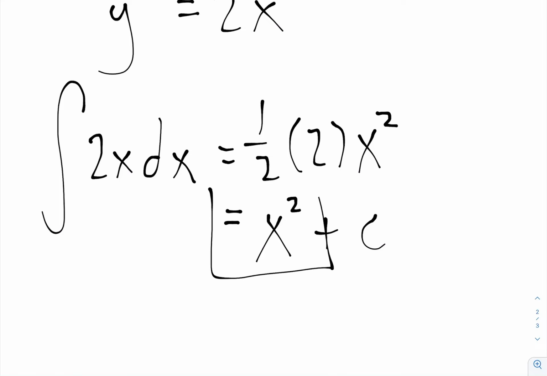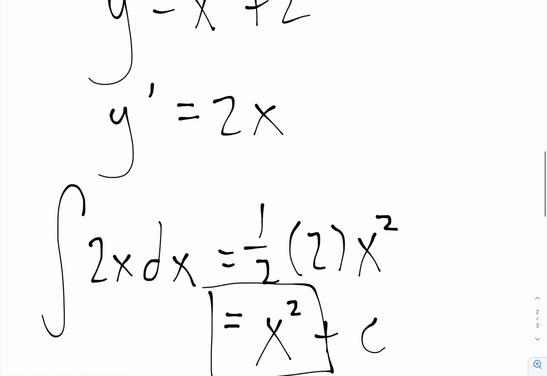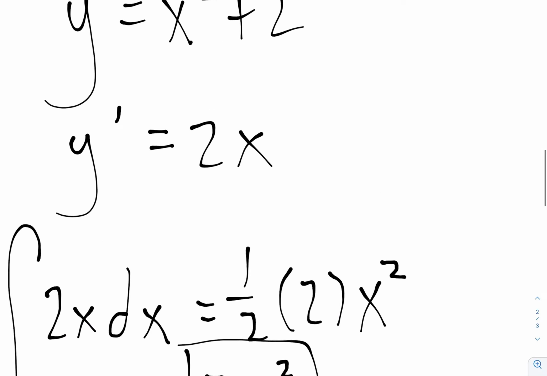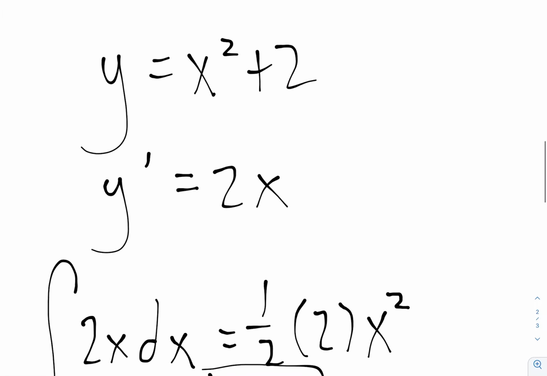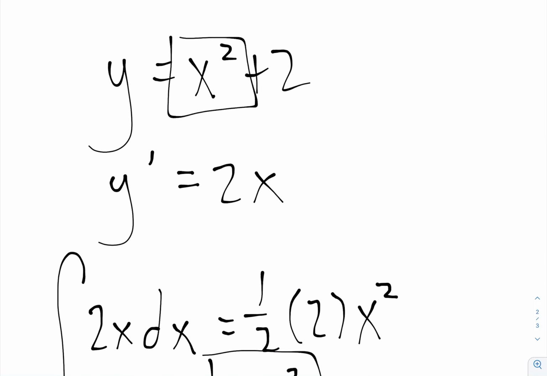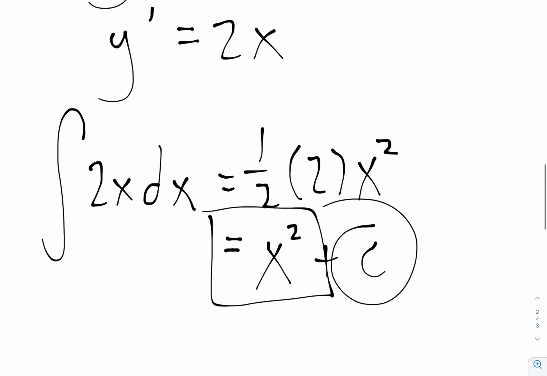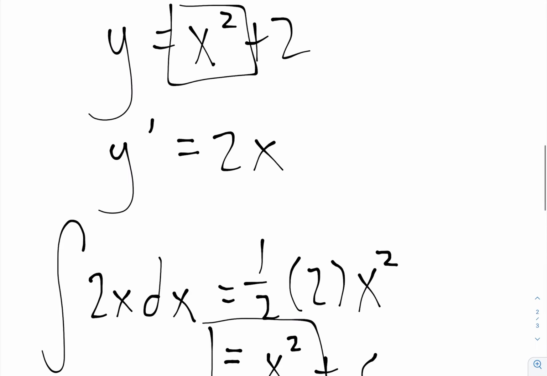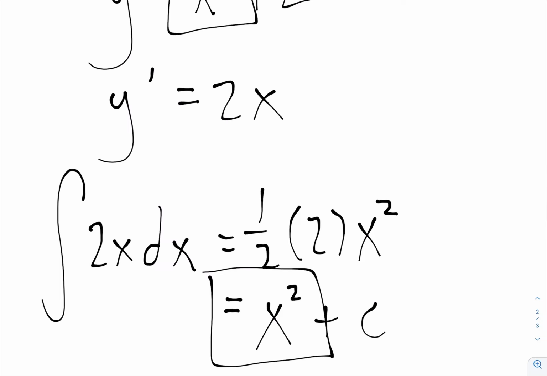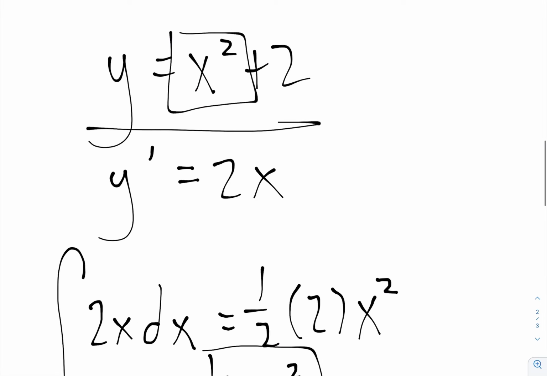But notice how we end with x squared after we integrate the derivative. And right here, we started with x squared as well. And this plus c kind of attached to the end, that's going to account for our plus 2. Okay, so anytime we integrate a derivative, we're just going in the other direction to give us our original function, which we started with.